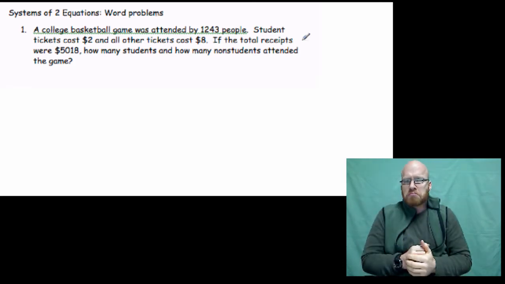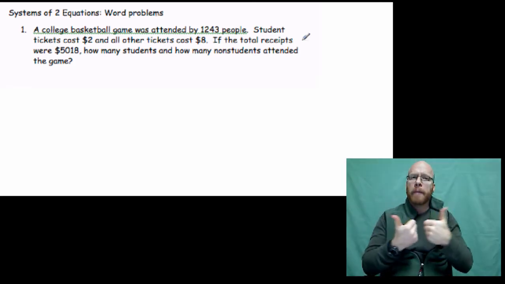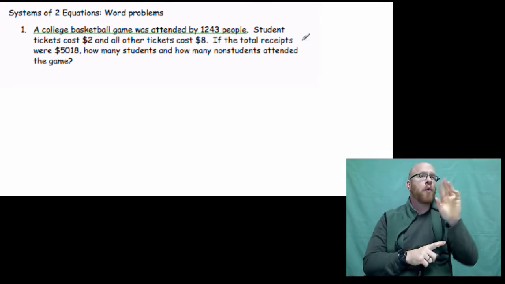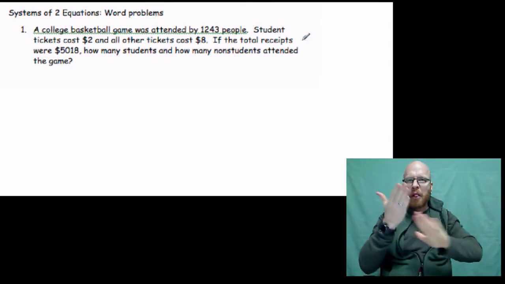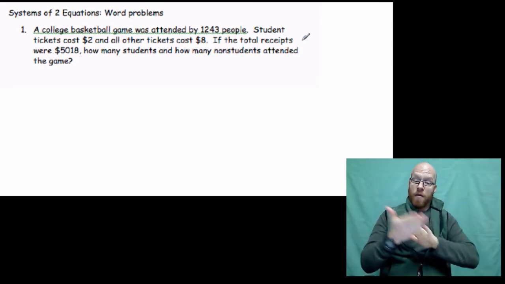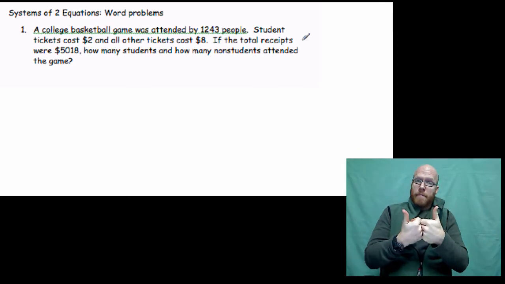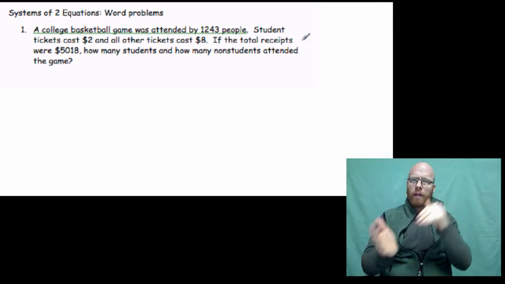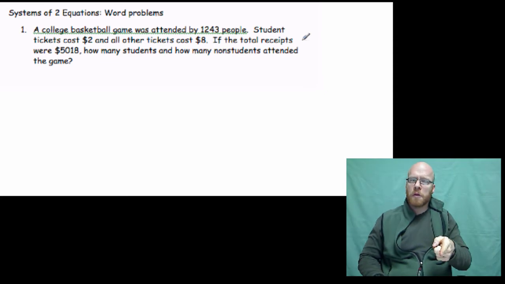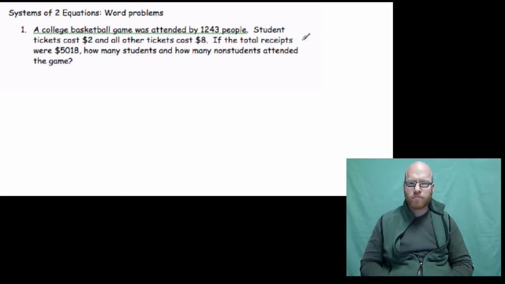Here's a situation. We're at a college basketball game. It could be here at Rochester Institute of Technology. It could be at a smaller college, no matter. The college game is attended by people, and there are 1,243 people to be exact at that game.